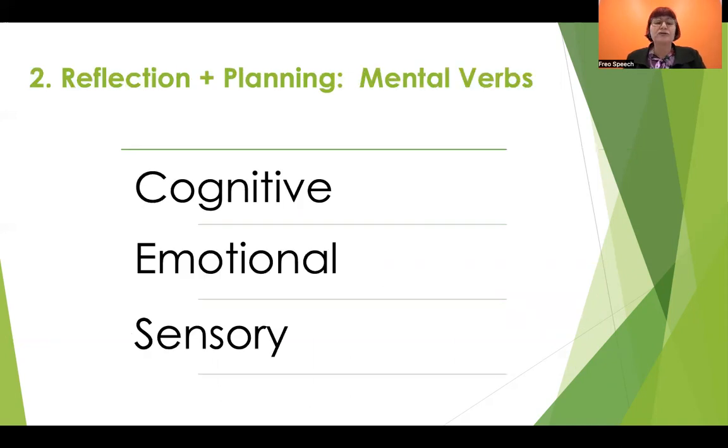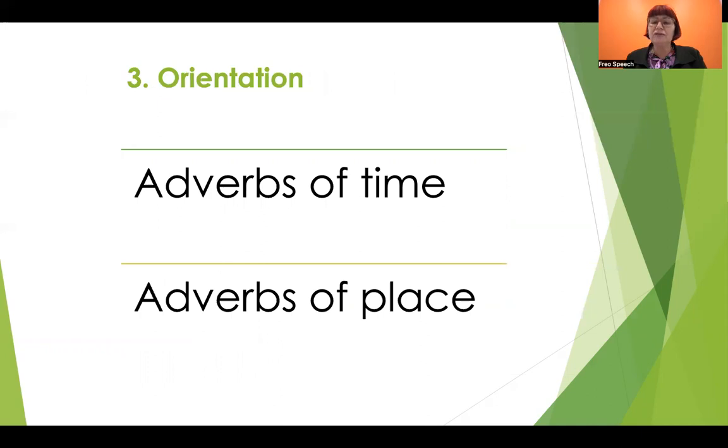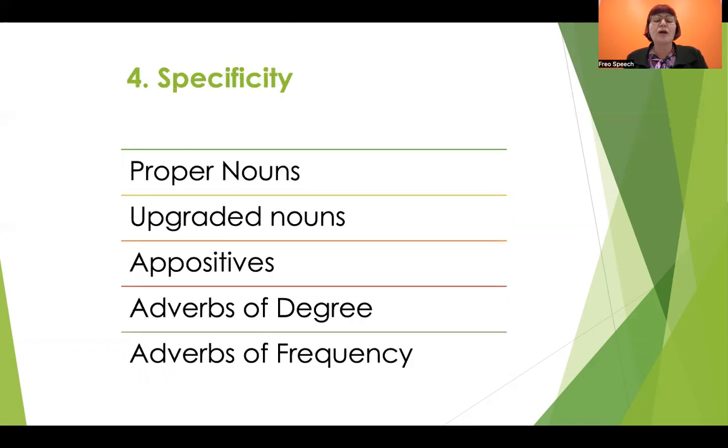The other thing that we're going to look at in terms of verb usage is more reflective and planning verbs. So those mental verbs that illustrate cognition, emotion, and sensory behaviours. The next job we have to do for readers, we've got to orient them. We've got to tell them when things happen with adverbs of time and where things happen with adverbs of place. We need to be very specific. So we do that by using proper nouns or upgraded nouns, appositives, adverbs of degree and adverbs of frequency.